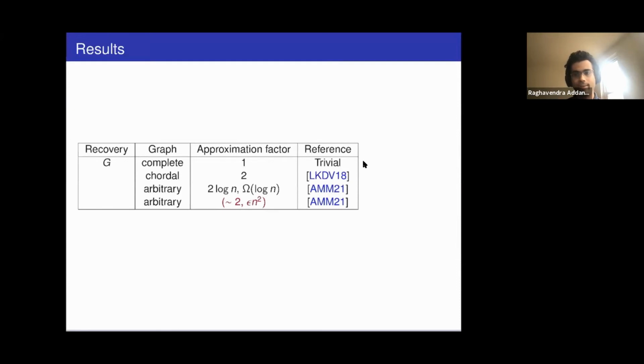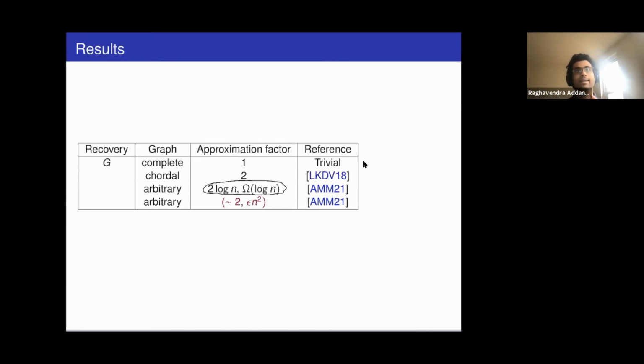Here are our results. I won't be presenting all the results, so I've just selected some subset which I'll be presenting. For the problem of recovering the directions of the graph G, we show that if the graph is arbitrary, we can obtain a 2 log n approximation, and this is tight. We also present a conditional hardness showing that there is no approximation algorithm which can obtain better than log n. To move beyond this, to get constant factor approximations over here, we go into the bi-criteria goal where we are happy with recovering all except for epsilon n squared edges. So in that setting, we give a 2 approximation while losing out on epsilon n squared edges.